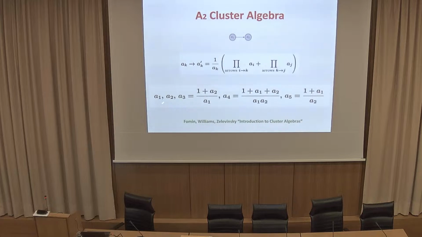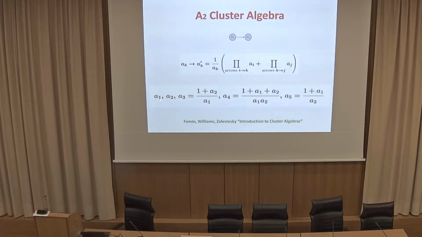So for example, if you start with A2 and apply this formula literally, you just put the variables going from one to another. For the next variable, you get something like 1 plus A2 over A1. And then you continue; this is called a mutation. You apply it to A2, then you apply it to A1, and then you continue. For this particular quiver, it turns out that this process stops. There are only 5 variables, and these are the variables written here.